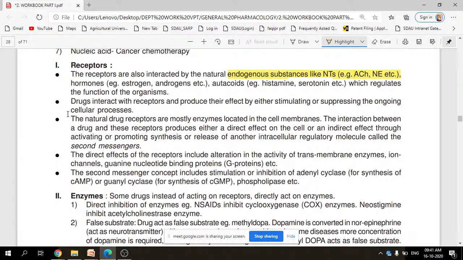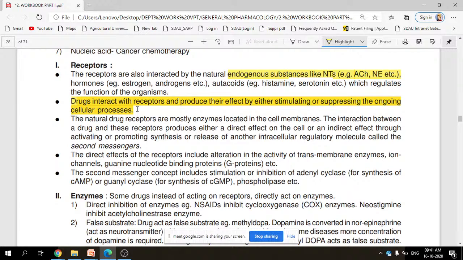They will also interact with the different kinds of molecules. Now the drugs interact with the receptors and produce their effect by either stimulating or suppressing the ongoing cellular process. Drug combines with the receptors and produces the effect either by stimulating or suppressing the ongoing cellular process.